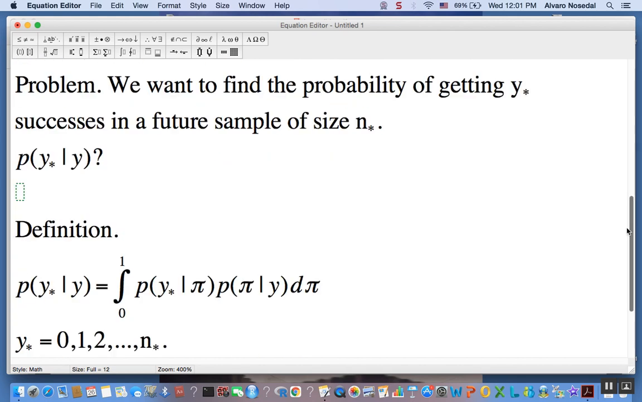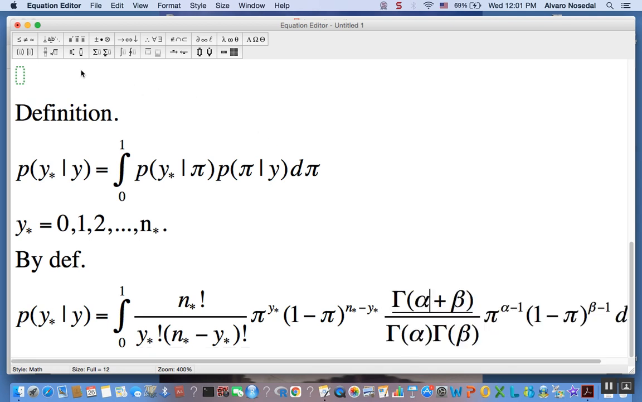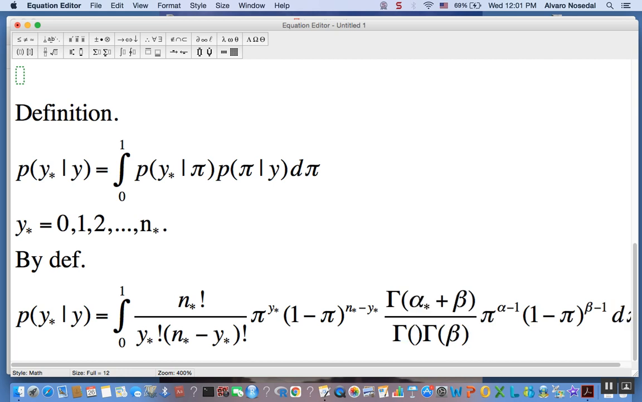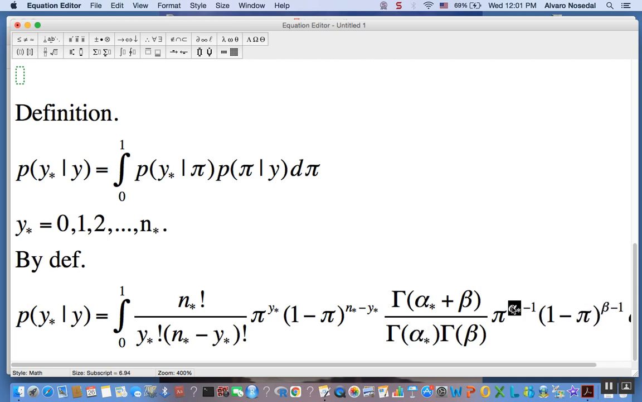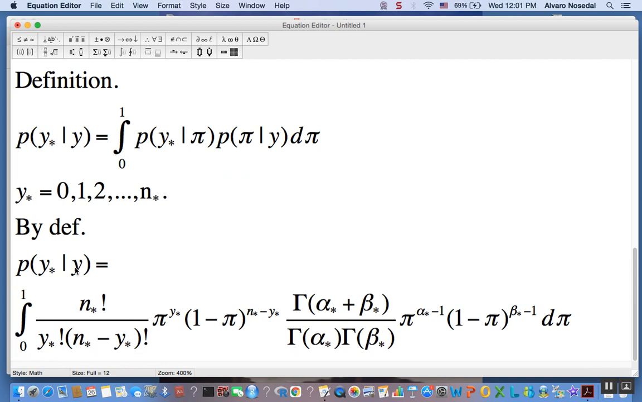Okay, so let me just substitute that here and change those alphas for alpha stars and betas for beta stars. Alpha star, alpha star, alpha star. That's it. We want a beta star here. And we have beta star and beta star. Make sense? Okay, let me place it here in the next line so you can see it entirely. Okay, just substitute.